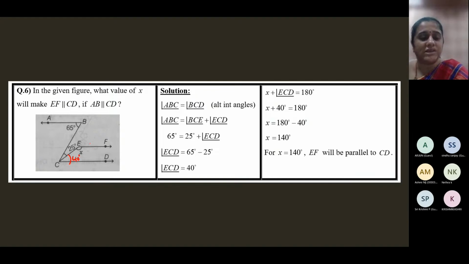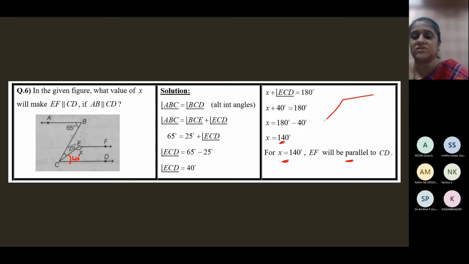Now, if EF should be parallel to CD, X plus 40 should be 180. So X plus 40, that is X plus ECD, should be 180. So that means the value of X should be 140. So for X equal to 140, EF will be parallel to CD, because 140 plus 40 is 180. Co-interior angles are supplementary, so EF will be parallel to CD.